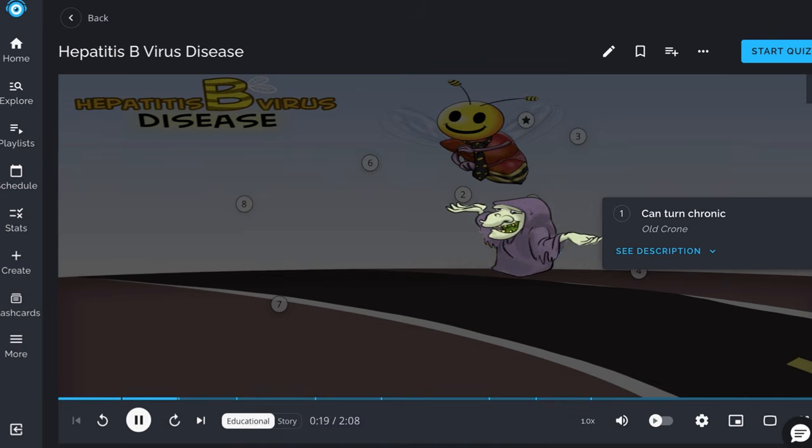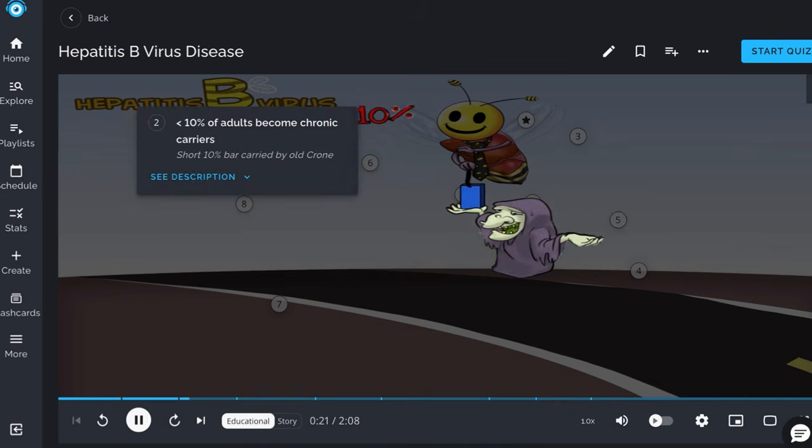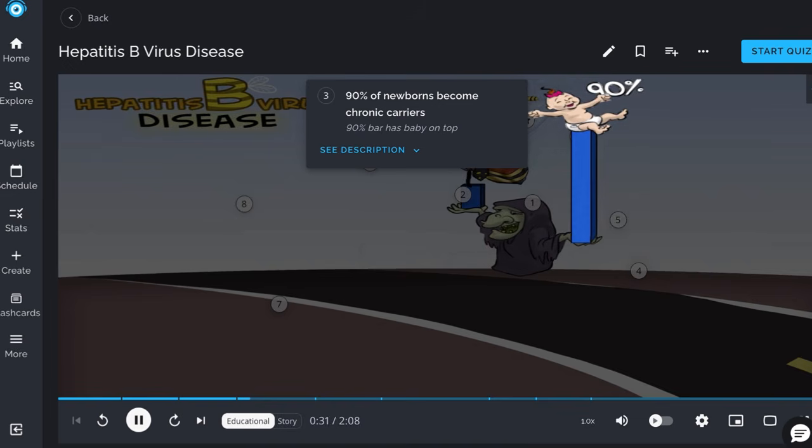Among infected adults, less than 10% can become chronic carriers, illustrated by the happy adult bee wearing a tie holding the 10% sign. However, for infected newborns that contracted it through perinatal transmission, the rate of chronic carriage increases to 90%, shown by the baby standing on the bar graph with a 90% sign.